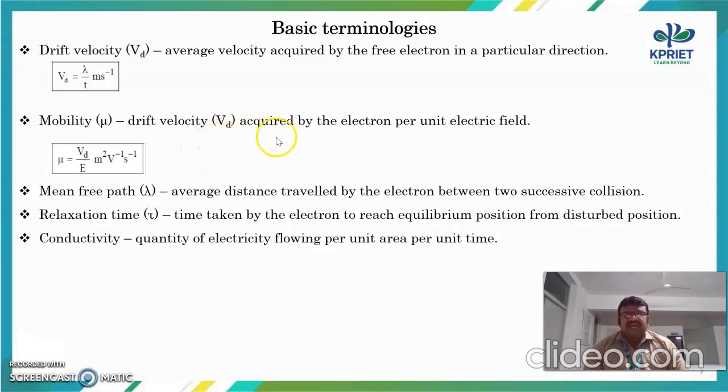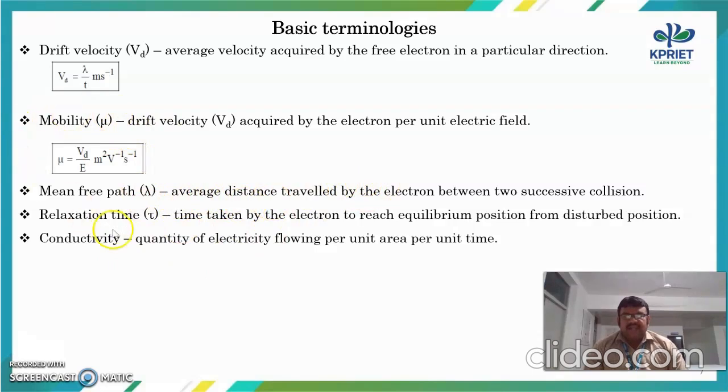The average distance traveled by the electron between two successive collisions gives your mean free path. As I said earlier, electrons are freely moving here and there, making collisions with each other. So the distance traveled by the electron on average between two successive collisions gives your mean free path. Whereas the time taken by the electron to reach equilibrium position from a disturbed position defines your relaxation time tau. We know that electrons are making collisions, so they are disturbed from their original position, and the time taken by the electron to recover from that disturbed position to reach equilibrium position defines your relaxation time.